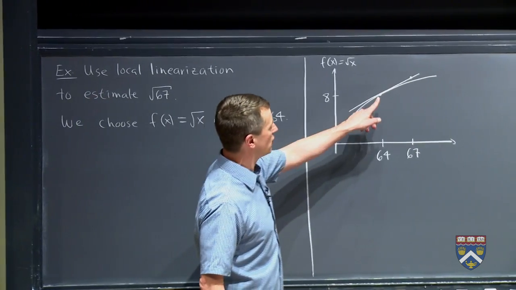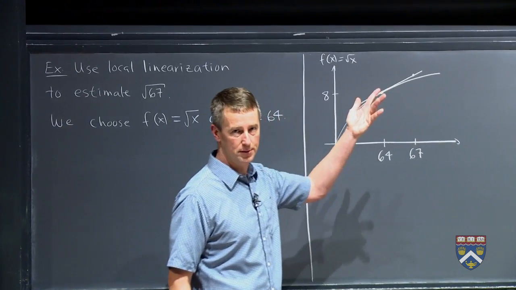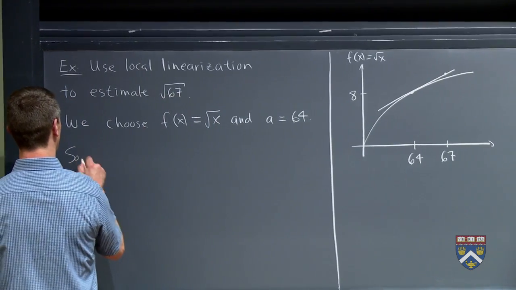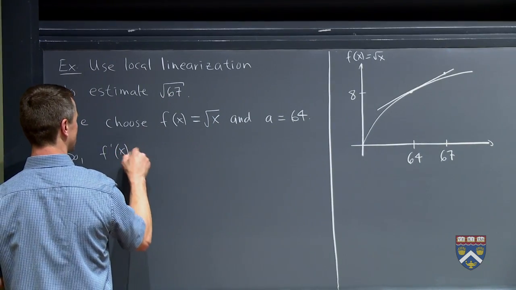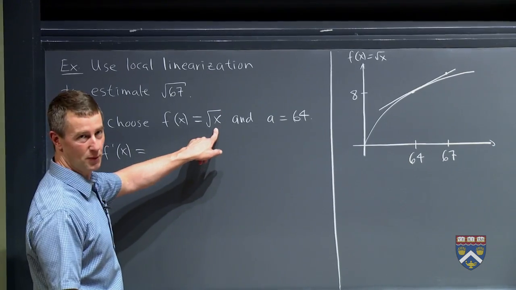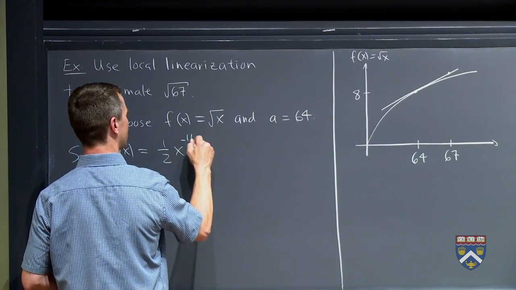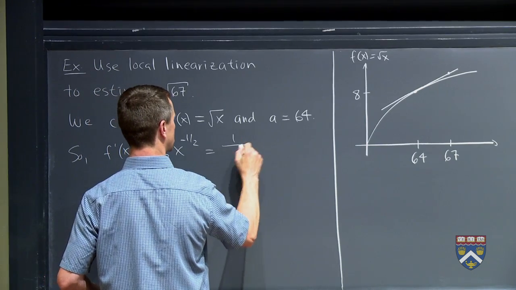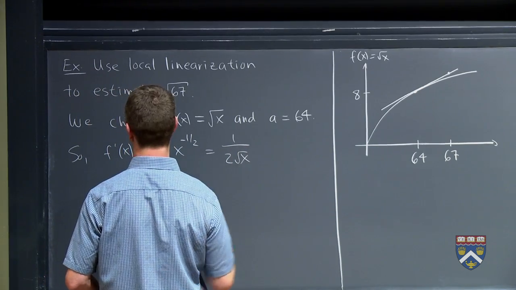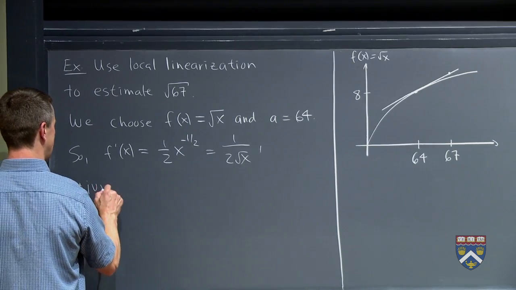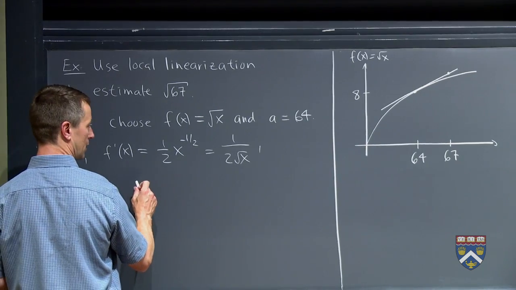Now, what else do we need to know about this tangent line? We need to know the slope. But luckily, we know calculus. So we know how to find slopes of lines, right? Slopes of curves. This is x to the 1/2, so the derivative is 1/2 x to the negative 1/2, which might look a little nicer if we wrote it as 1 over 2 square roots of x. And that's going to let us figure out what the slope is at 64.